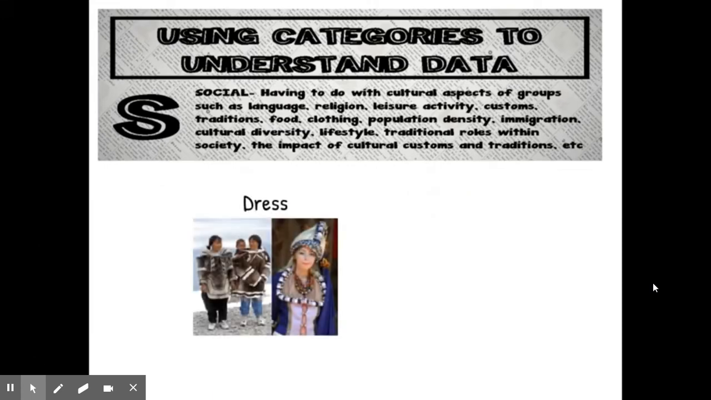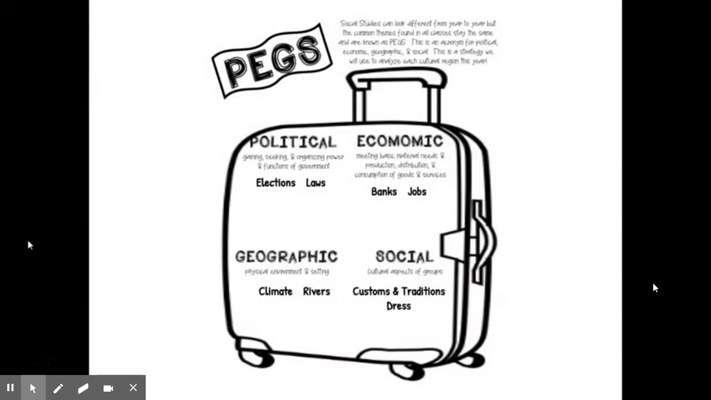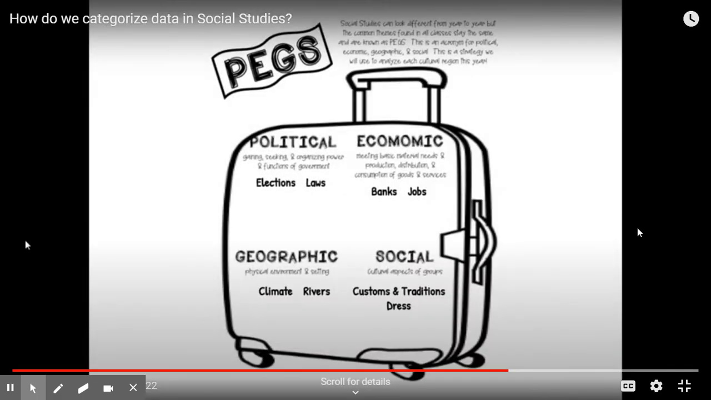Other things in social is dress. Many people have different cultures that dress a similar way, with different customs and traditions that they use, rituals, things that you do for that type of culture. All right, so political, economic, geographic, and social are what we call the acronym PEGs, and what you'll be using all year long through the social studies classes.